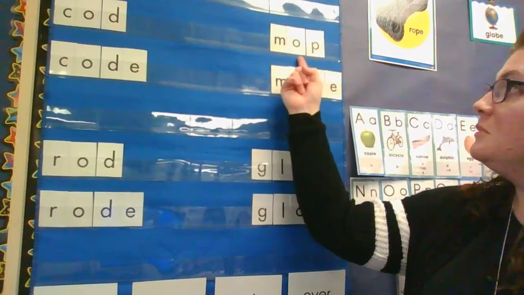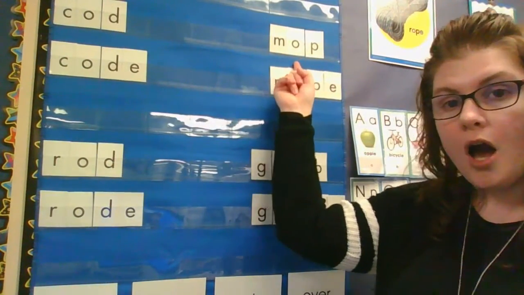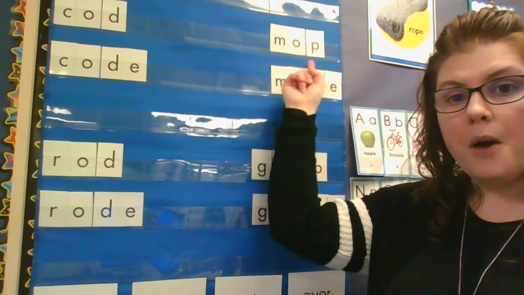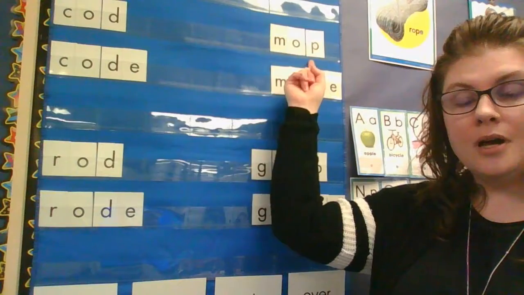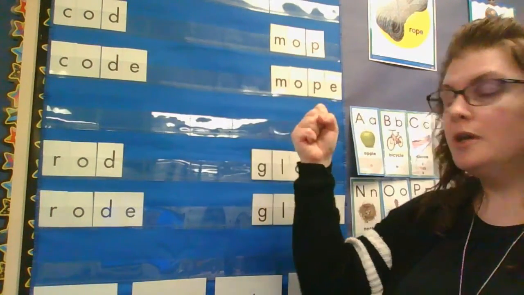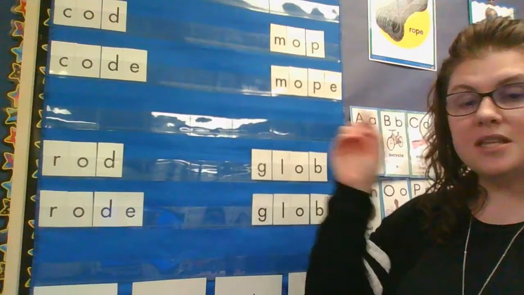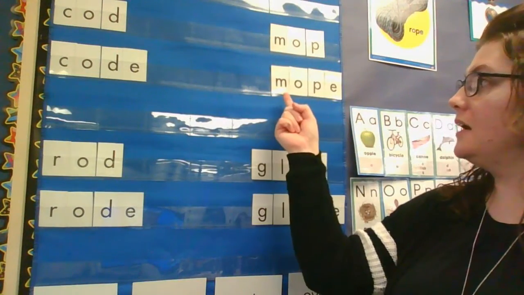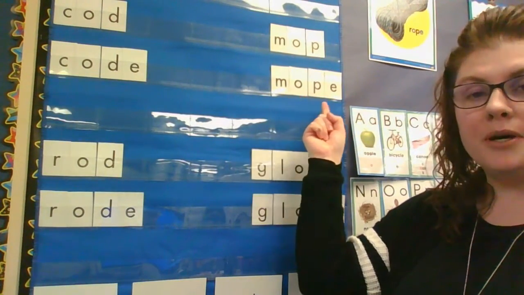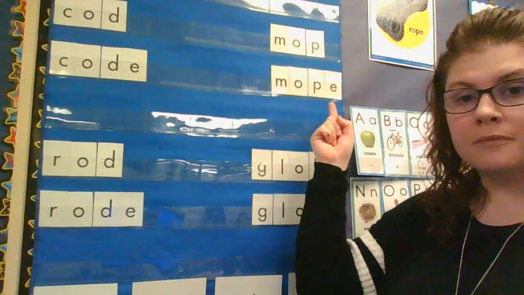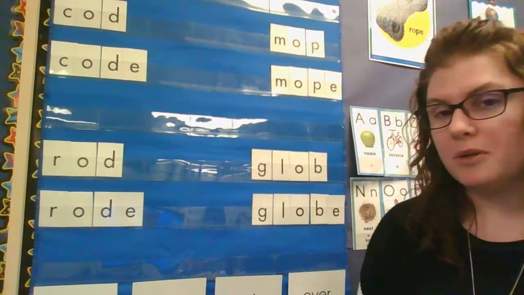So no E at the end means this is a short O. So sound it out with me. Mop, mop, mop. Yes. Same word, but with that E, now we know that O makes the O sound. So sound it out with me now. Mope. Mope means to be like, I'm mad and I'm going to be grumpy. That's what it means to mope.